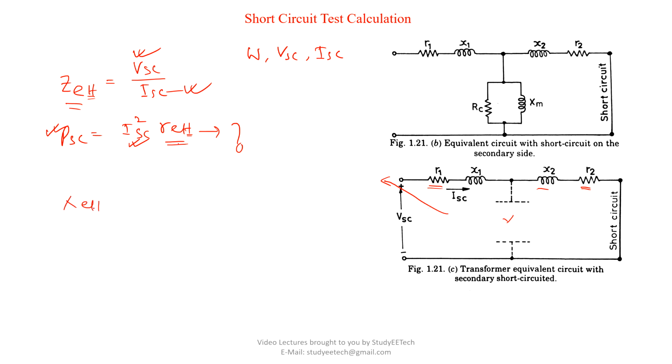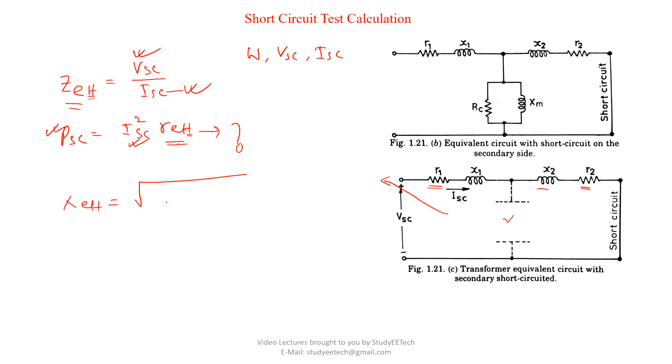So X_eH can be calculated as, sorry, that is equal to the square root of Z_eH square minus R_eH square. You will get to know the value of X_eH. Now look, now you have all the parameters. Let us go to the transformer. Though you have not segregated R1, R2, we have calculated the referred resistance and referred reactances.